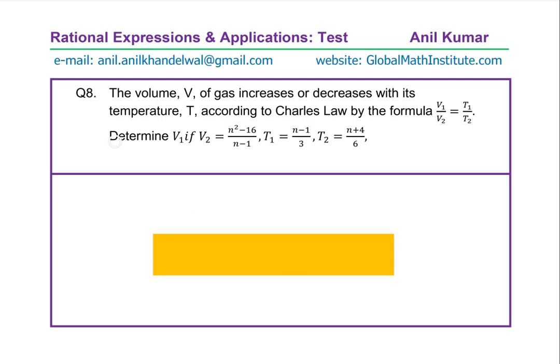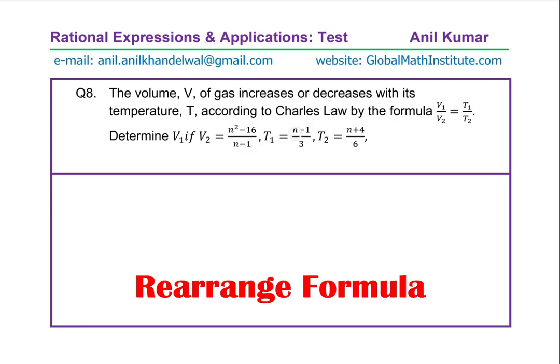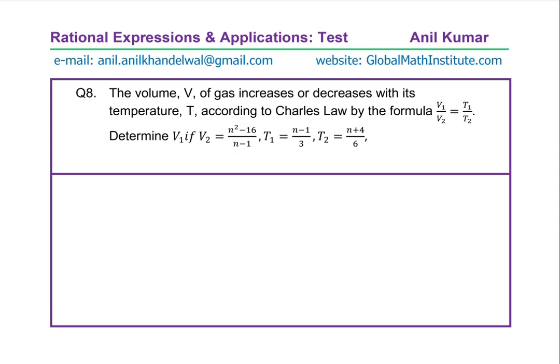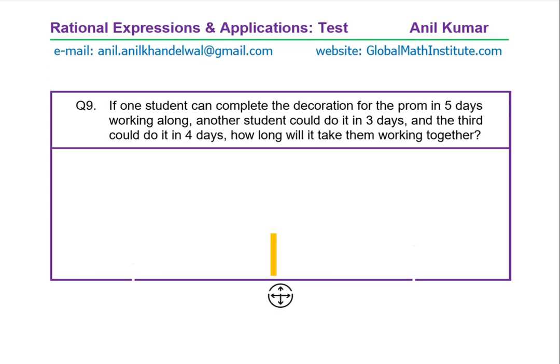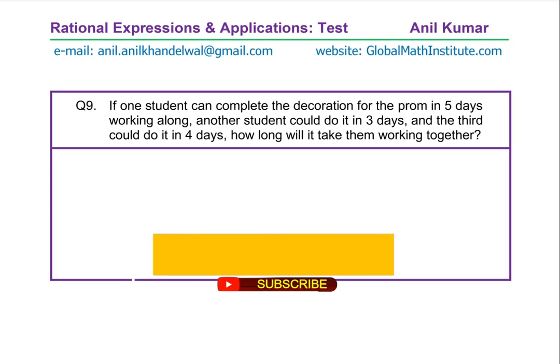Perfect. Determine V1 if V2 is given as (n squared minus 16) over (n minus 1), T1 is (n minus 1) over 3, and T2 is (n plus 4) over 6. So basically, you have to rearrange this particular formula and then do a product or quotient of rational expressions. Make sense? So these two examples are worded, but basically you are doing a product or quotient. In question number 9, it's a word problem, relatively simple but common.